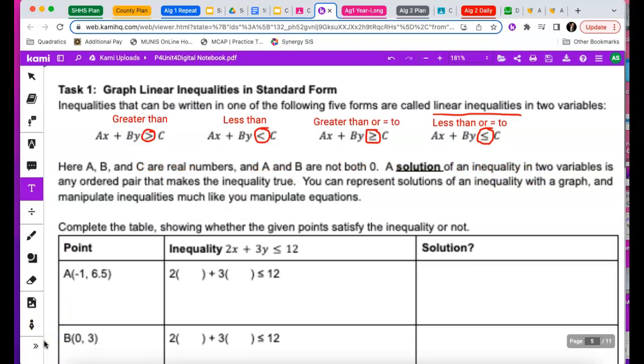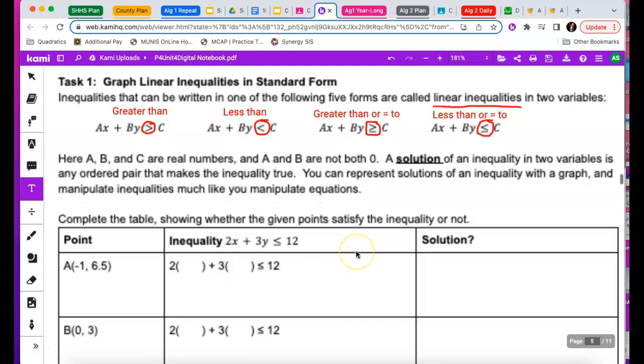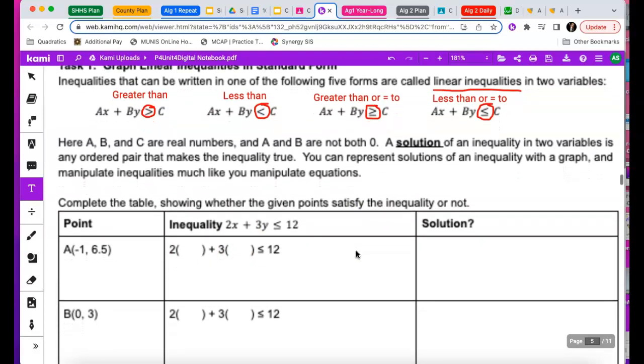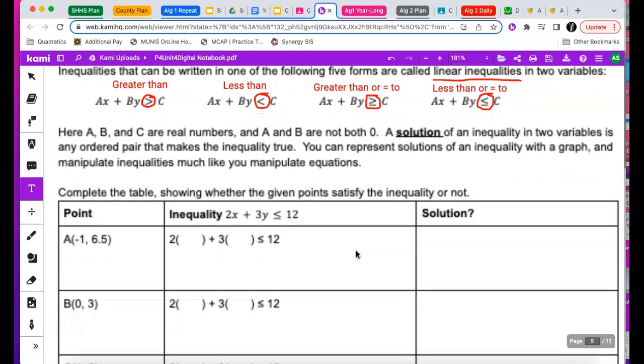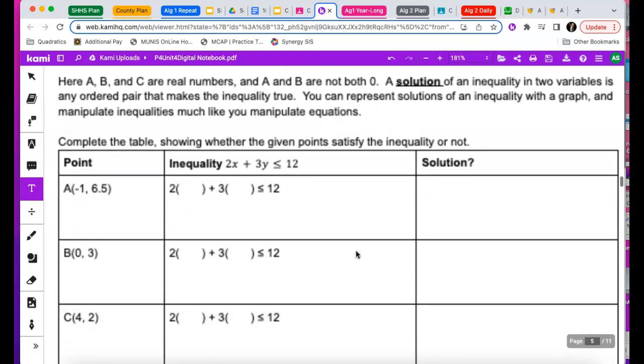So here A, B, and C are real numbers, and A and B are both not 0. A solution of an inequality in 2 variables is an ordered pair that makes the inequality true. You can represent solutions of an inequality with a graph and manipulate inequalities much like you manipulate equations. So we're going to complete this table to show whether the given points satisfy the inequality or not.